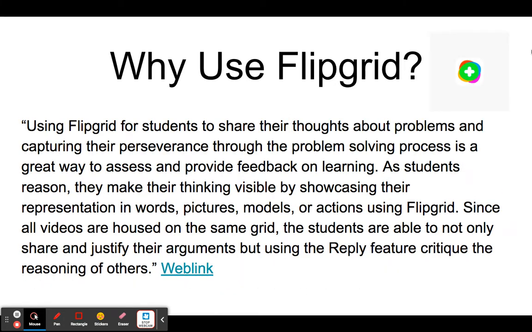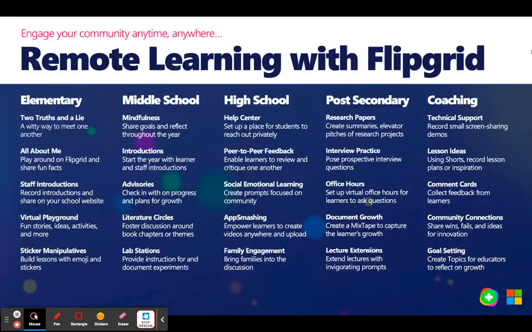Why use Flipgrid? Using Flipgrid for students to share their thoughts about problems and capturing their perseverance through the problem-solving process is a great way to assess and provide feedback on learning. As students reason, they make their thinking visible by showcasing their representation in words, pictures, models, or actions using Flipgrid. Since all videos are housed on the same grid, the students are able to not only share and justify their arguments, but using the reply feature, they can critique the reasoning of others.